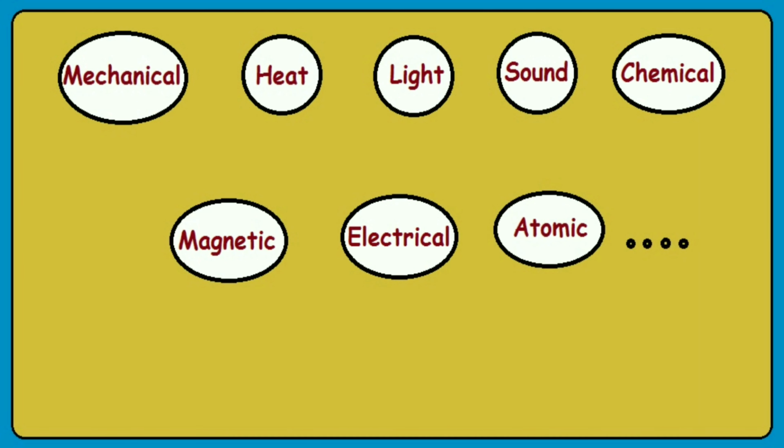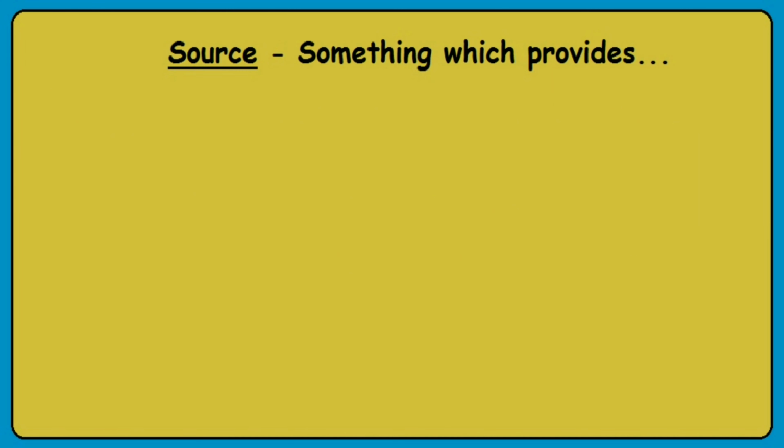The energy is in everything, but we obtain usable energy from particular sources. Source is a thing which provides something. Here we'll be discussing various sources of energy.